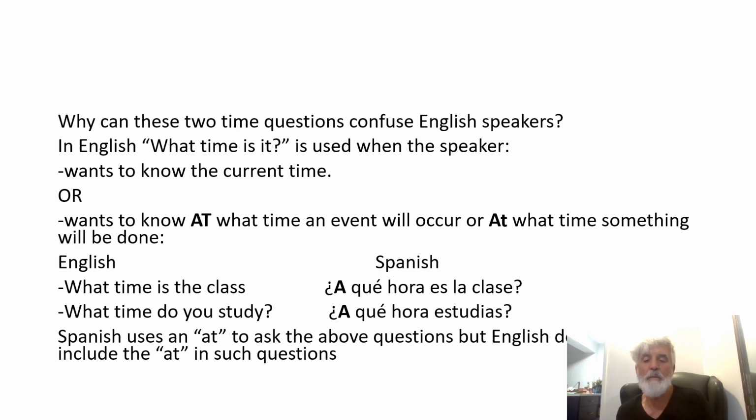And what about an action? We want to know when a specific action will occur. ¿A qué hora estudias? What time do you study? Okay, not ¿qué hora estudias?, but ¿a qué hora? So again, in Spanish, they use this word at or a in both these cases. In English, we don't.